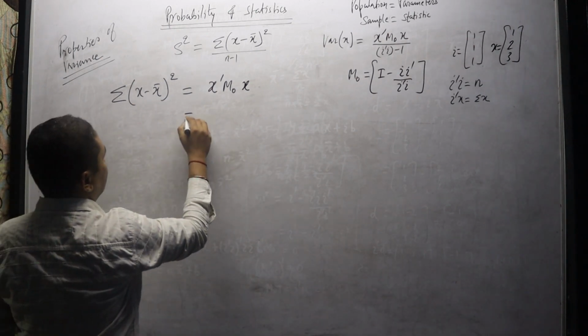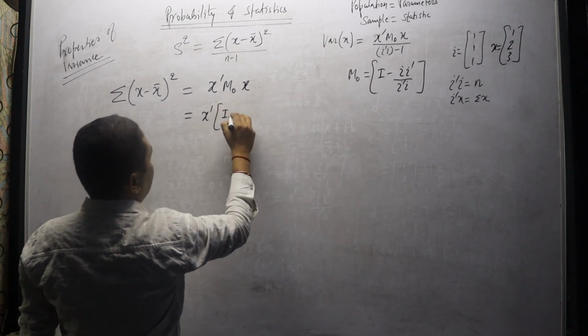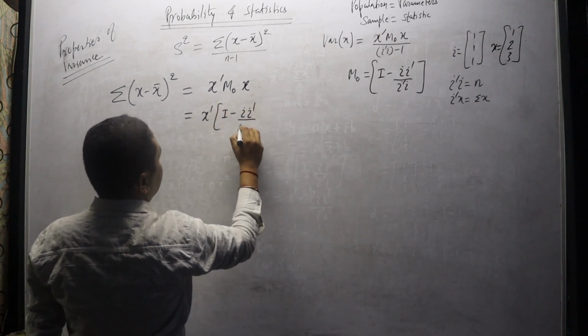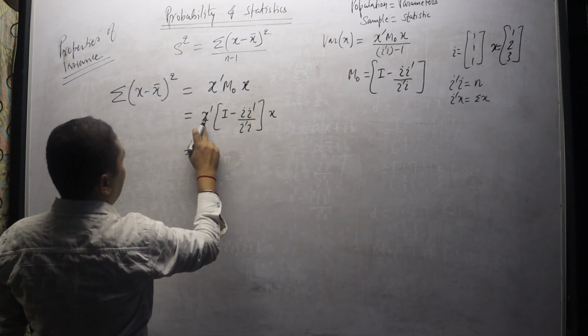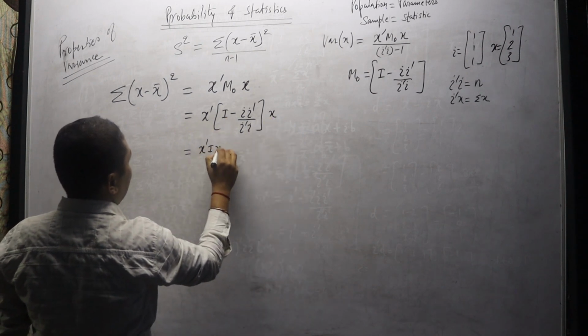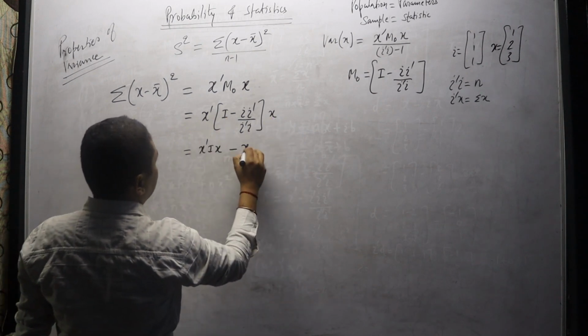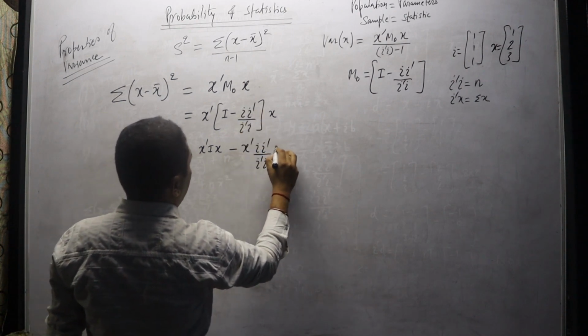Now let us write it in its original form. This equals I minus i transpose i, and then x. Now let us operate it. First of all, let us multiply this with this as well as this, so we get x transpose i x minus, let us do the similar thing to this as well, i transpose i transpose i x.